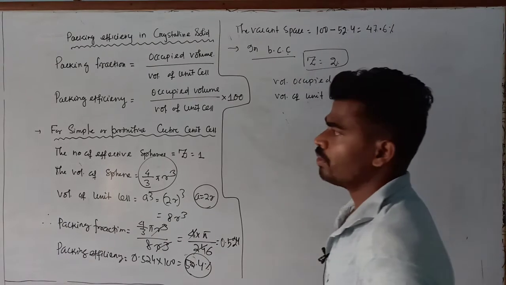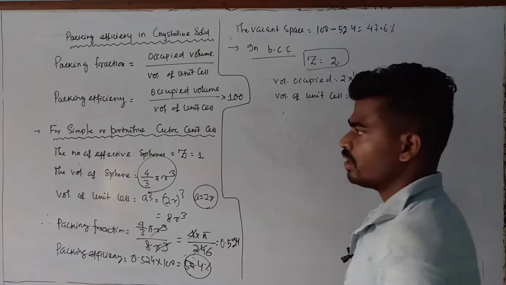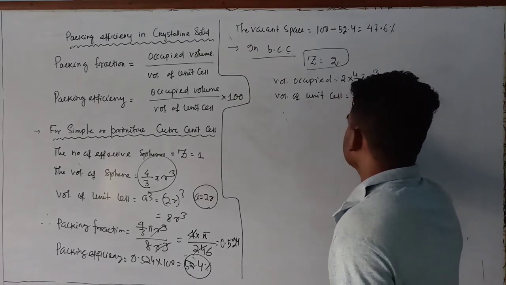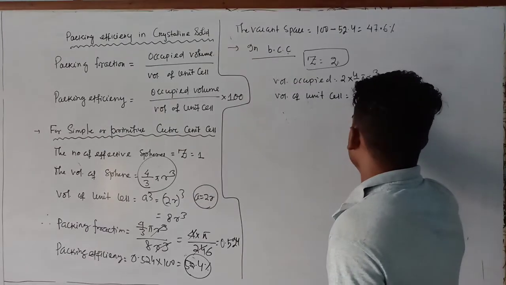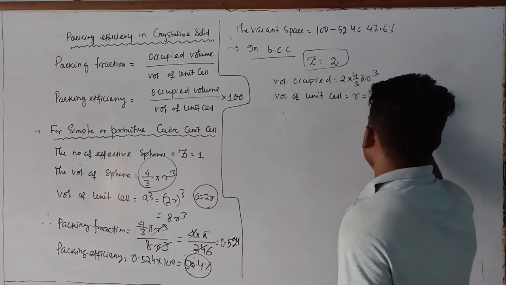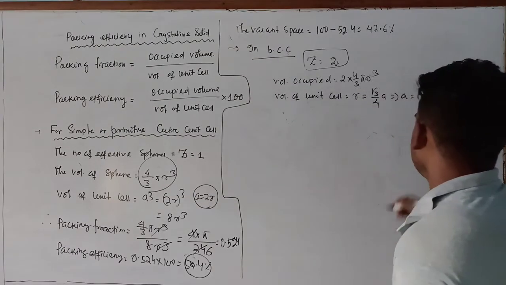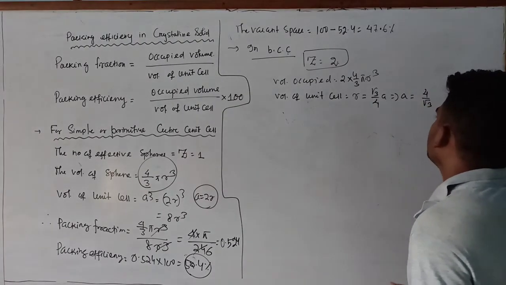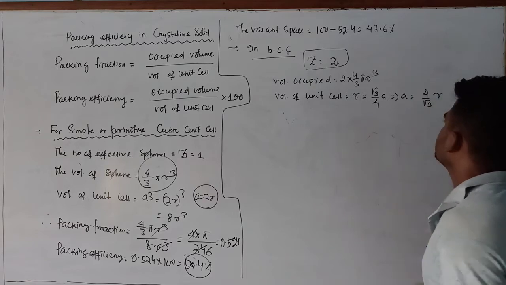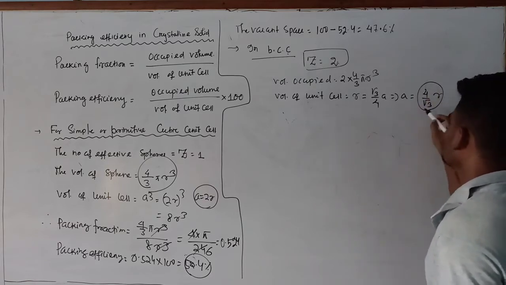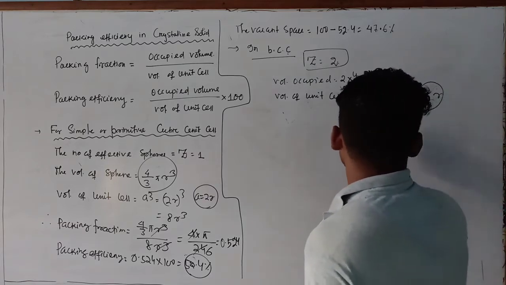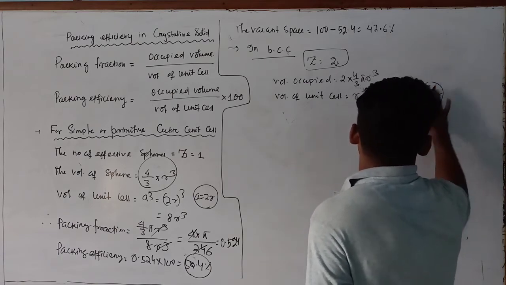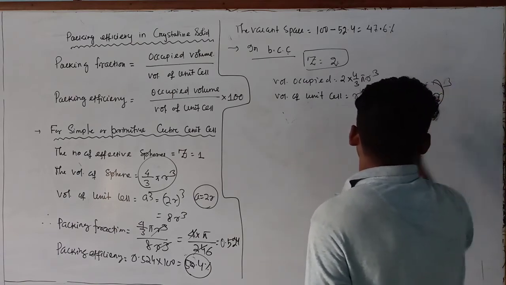So volume of unit cell, for BCC we have got the relationship that r is equal to root 3 by 4 into a. So a is equal to 4 by root 3 into r, 4r by root 3. This is the value of a. So volume of unit cell will be a cube, that is 4r by root 3 whole cube.